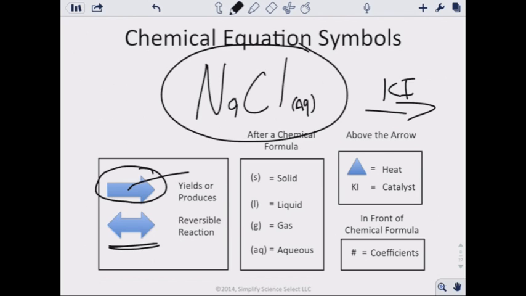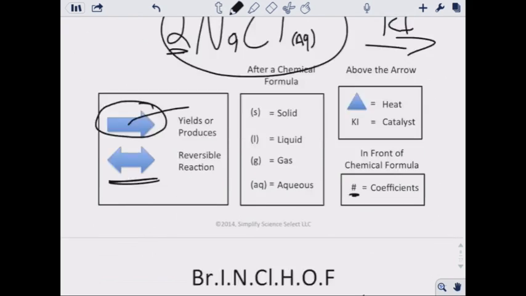And then the number, if it's in front of the chemical formula, so say I put a 2 in front of NaCl, that number is what we call a coefficient. Now, coefficients represent the number of moles of that substance. So if I put a 2 in front of NaCl(aq), that means I have 2 moles of aqueous sodium chloride. And that is just our coefficient that goes in front. Chemical symbols, really important in chemical equations.